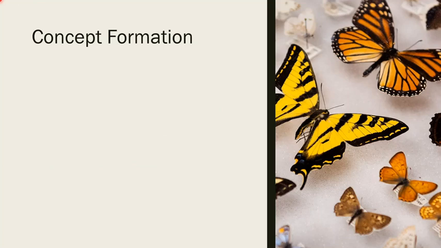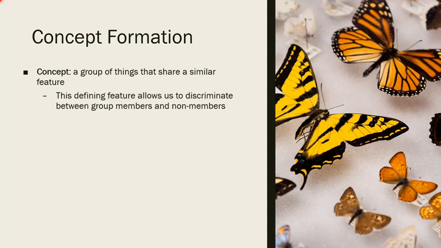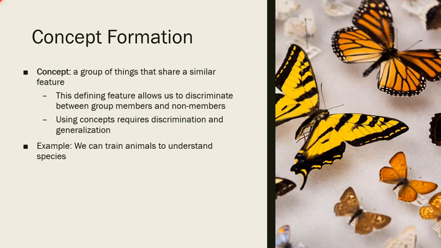Another example is something called concept formation. A concept in this context is a group of things that share a similar feature, such as butterflies. These features actually allow us to use discrimination to decide or determine whether something belongs to a group as an in-group member or doesn't belong to the group. We use our concept of what a butterfly is to discriminate or to generalize, to say that is not a butterfly, discrimination, or that is a butterfly, generalization.